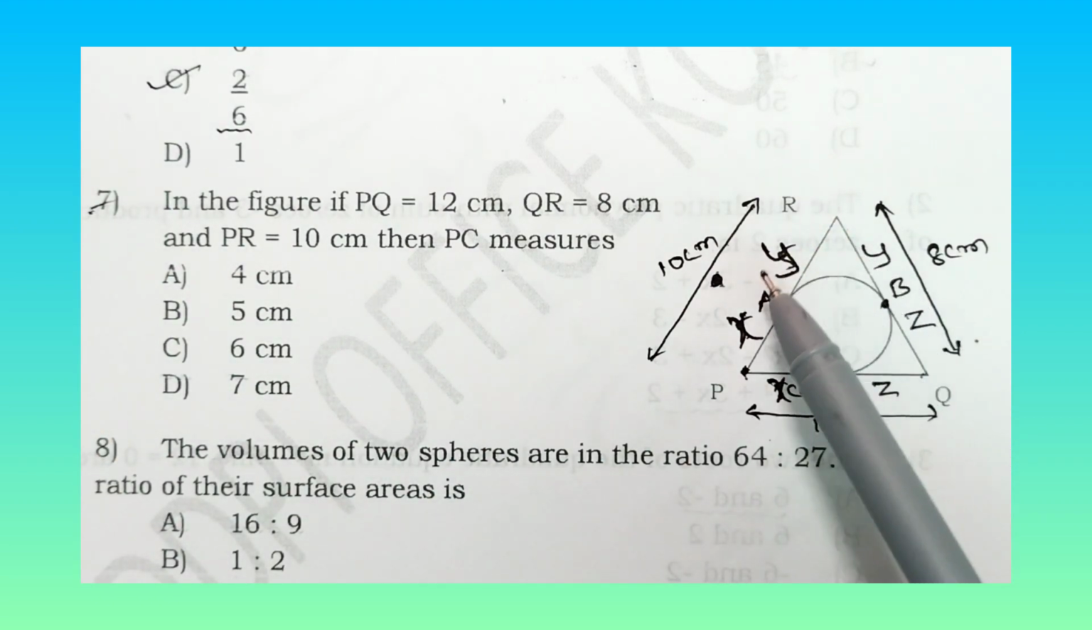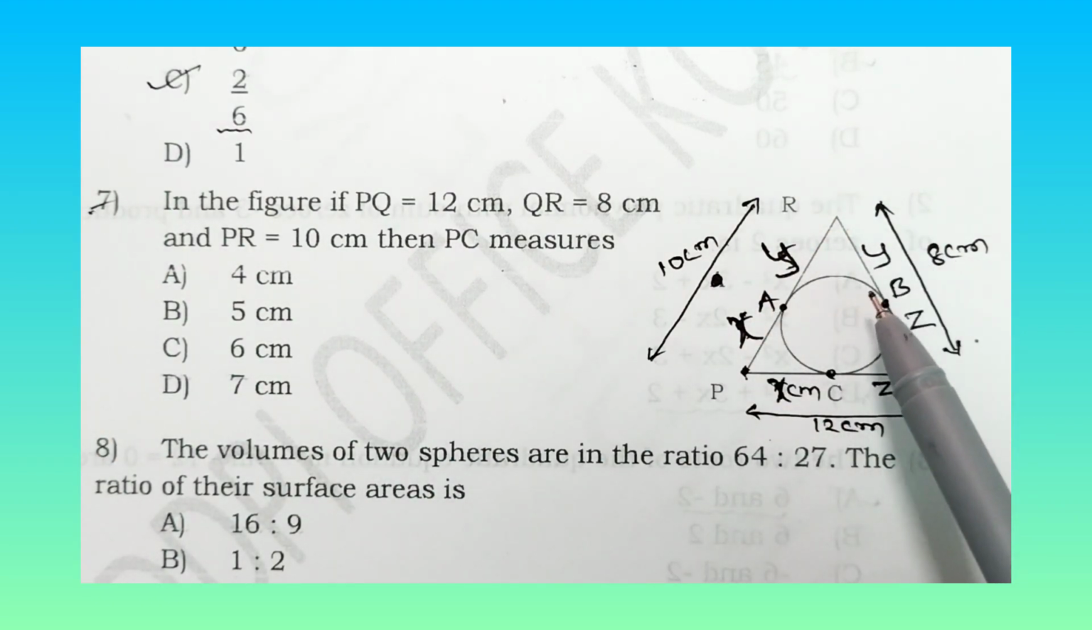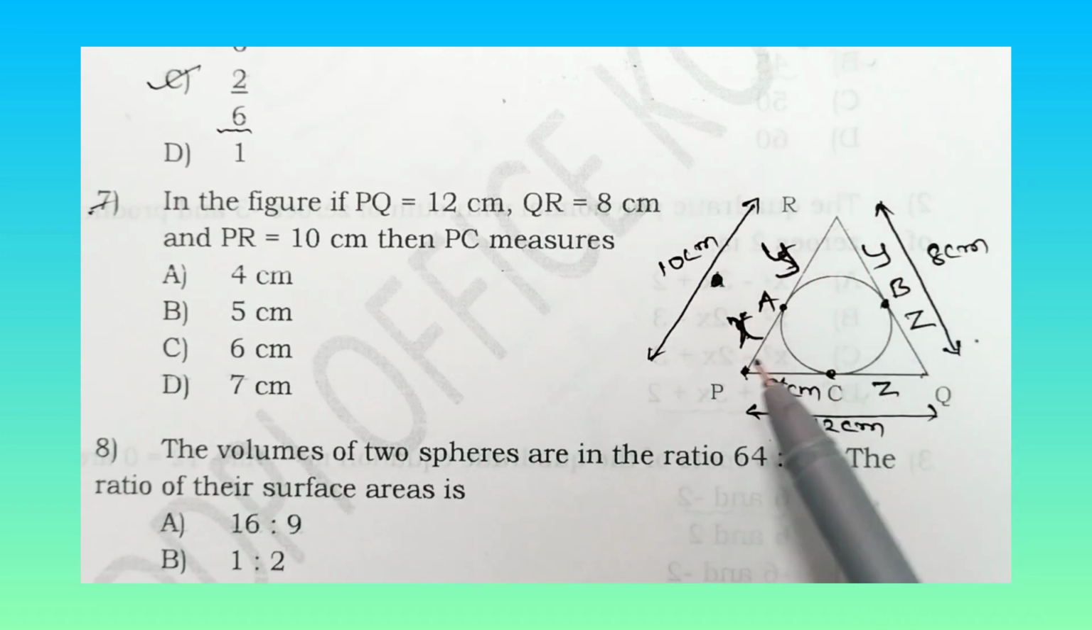In question number 7 they have given the triangle like this, and inside the triangle the circle is inscribed.